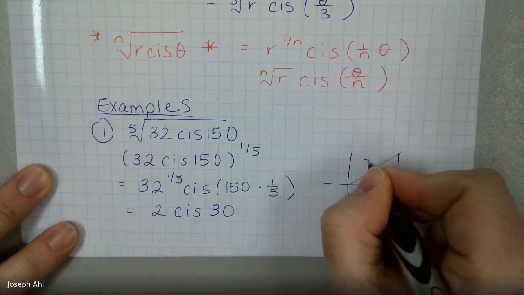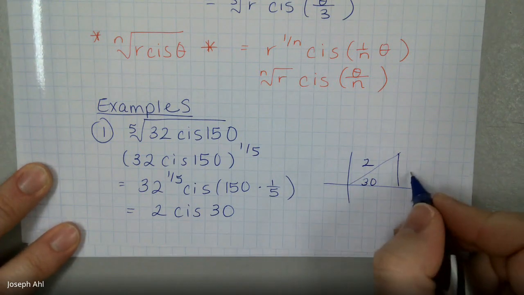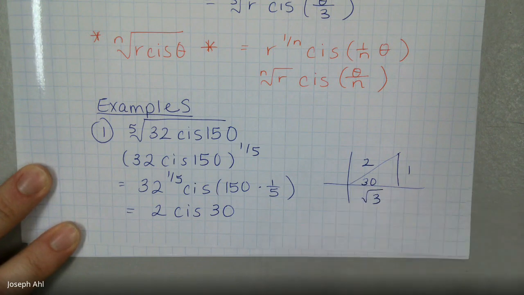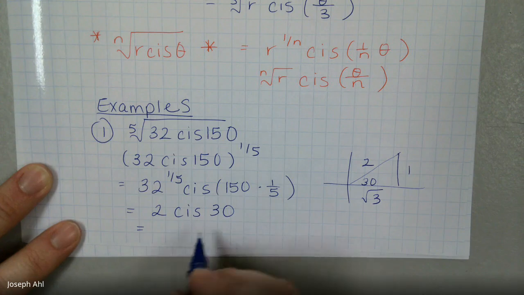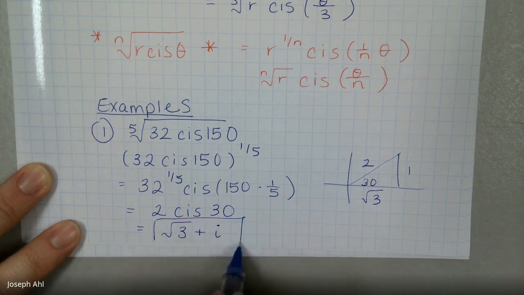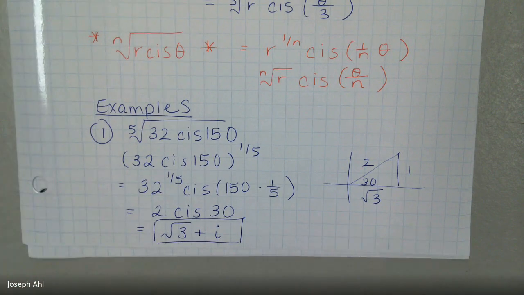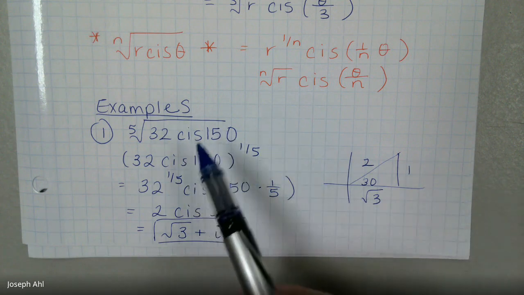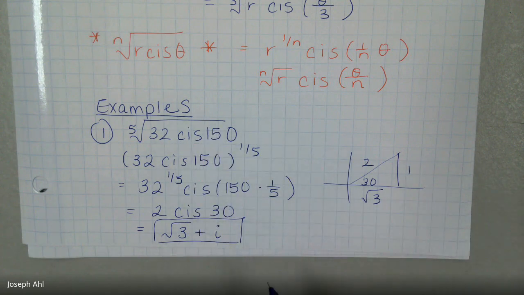30 is the reference, 2 is the hypotenuse. The legs would be 1, and then this would be radical 3. So the fifth root of 32 cis 150 that we started with equates in rectangular form to radical 3 plus i, and that would be the final answer. So if you're good with DeMoivre's theorem from yesterday, I don't think we'll have too much trouble using this root idea today. Okay, so let's actually try another example then.